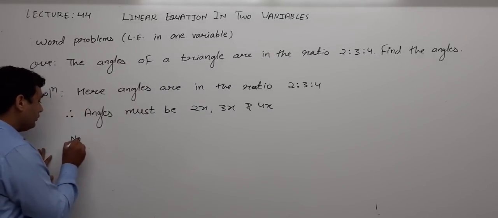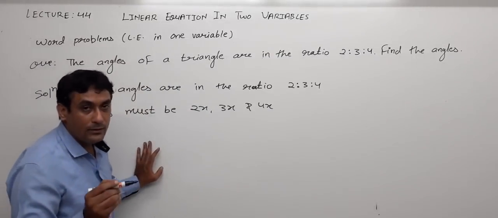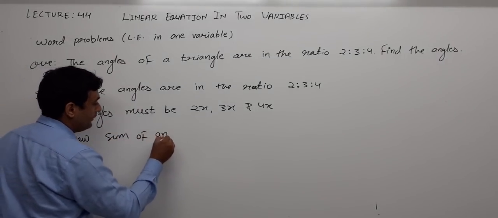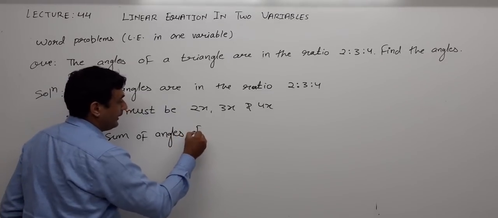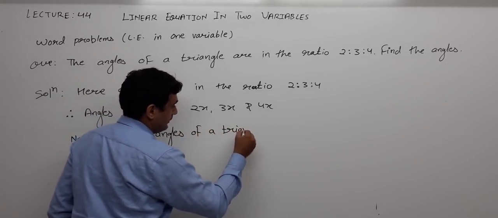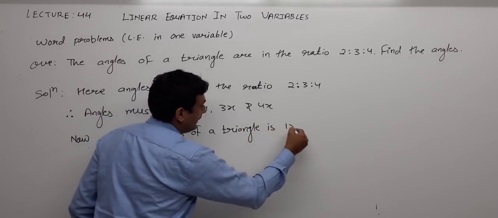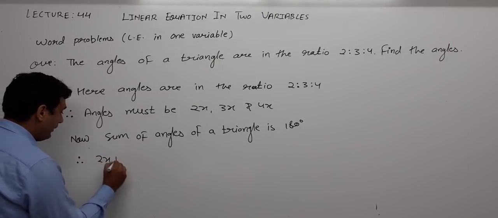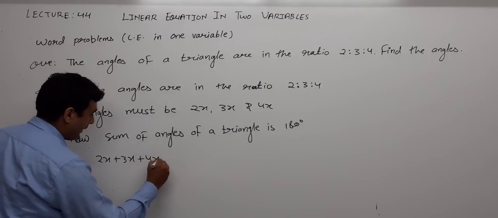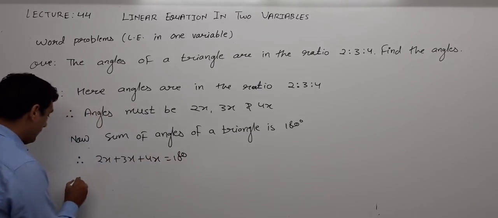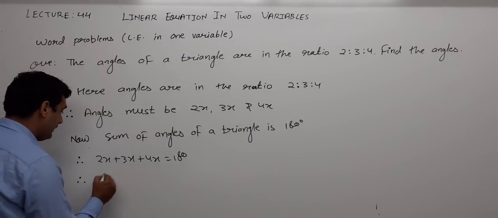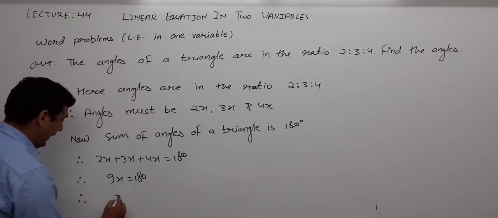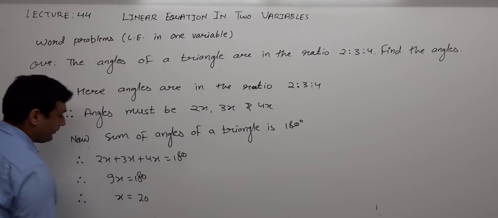Okay. Now we should know that the sum of angles is how much? 180 degrees. Now, the sum of angles of a triangle is 180 degrees. Therefore, I can write 2x plus 3x plus 4x is equal to 180 degrees. Therefore, I can say 9x is equal to 180 degrees. Hence, I can say x is equal to 20.